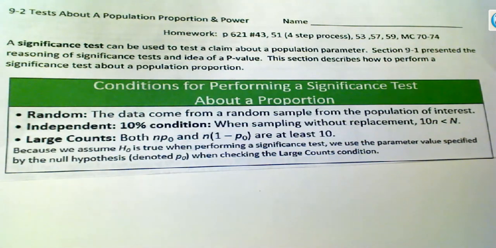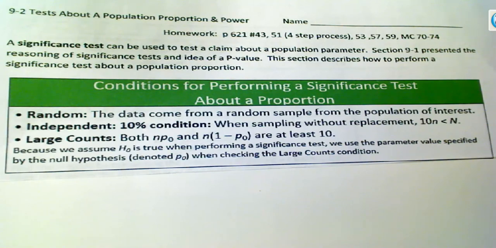A significance test can be used to test a claim about a population parameter. Section 9.1 presented the reasoning of significance tests and the idea of a p-value. This section describes how to perform a significance test about a population proportion. There's a definite set procedure for performing a significance test, and the first part is checking the conditions for performing a significance test about a proportion.